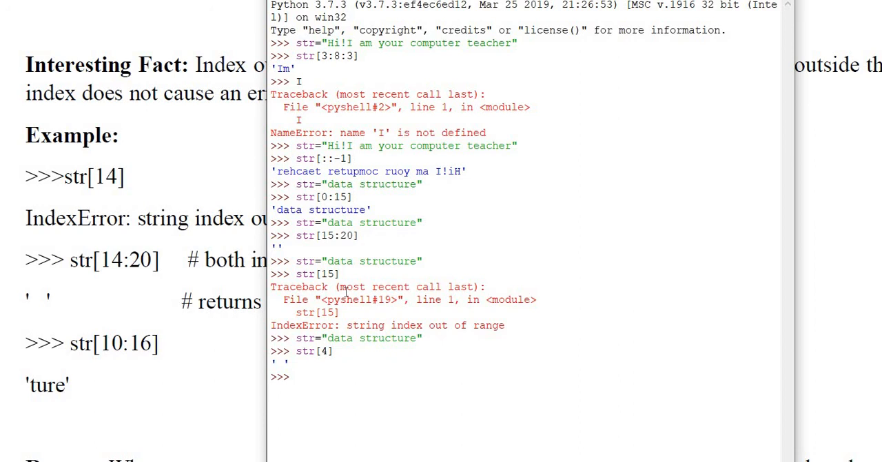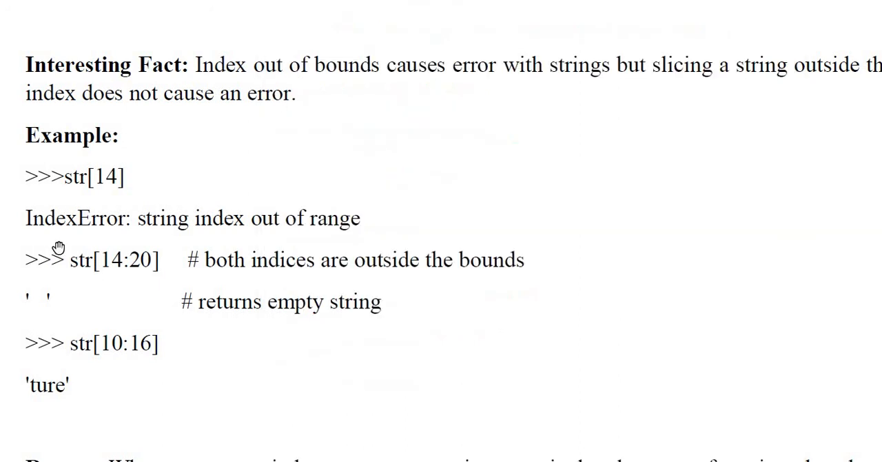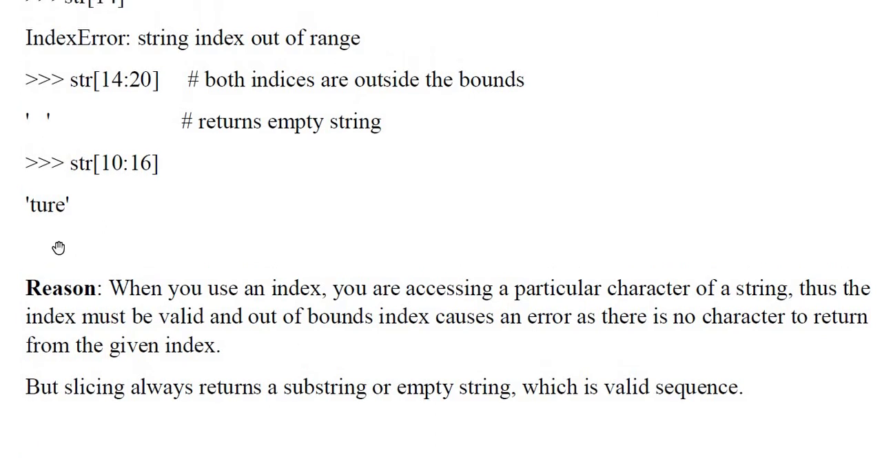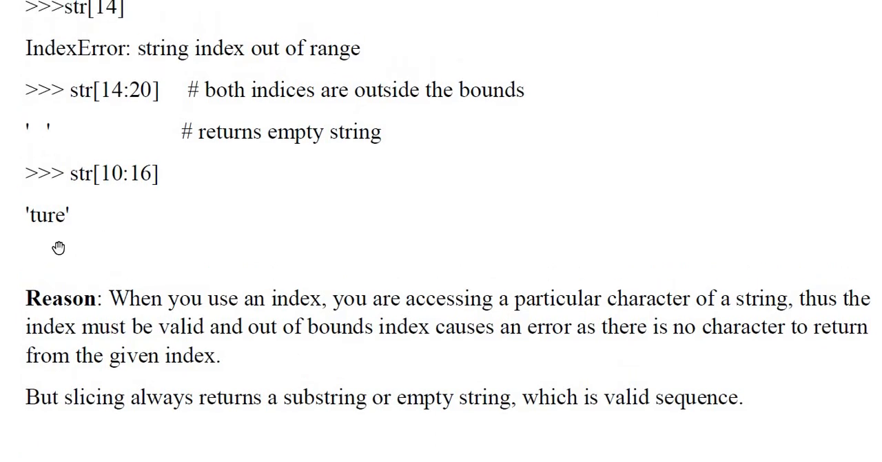Why is it giving a blank space? Because a blank space is there. Now I will change the index for your understanding to 6, because at 6 there is a character. See, t is here, it will print t. But whenever you give a range outside the index, it will show you an error. Now we will just finish up this, then we will start from here in tomorrow's class. The reason it gives an out of index error is that when you use an index, you are accessing a particular character, and thus the index must be valid. An out of bound index causes an error because there is no character to return from the given index.